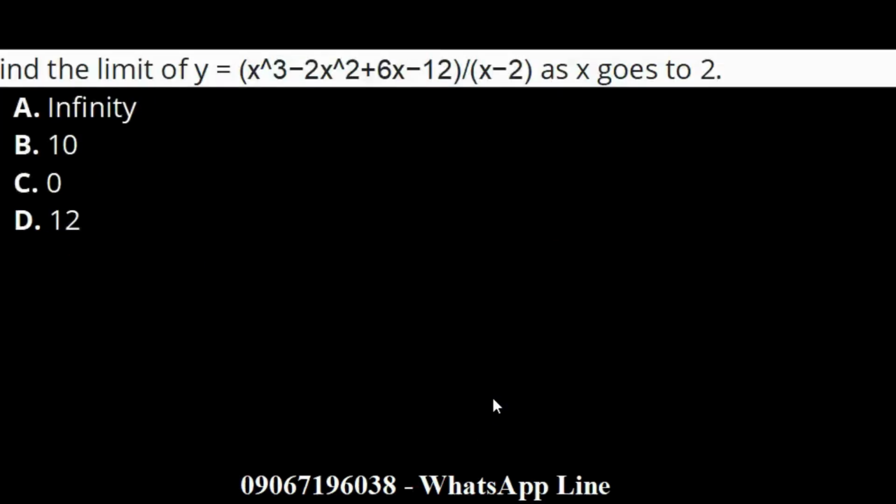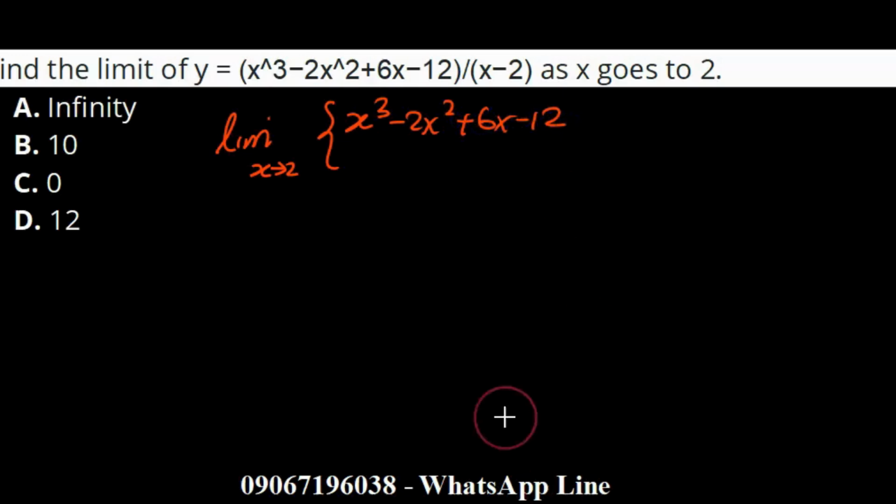Okay, moving on to question 6. Question 6 says, find the limit of the equation. So now let's write the equation. It's going to be, find the limit as x tends to 2 of x cubed minus 2x squared plus 6x minus 12, all of this divided by x minus 2. Now this is the equation we're asked to find.